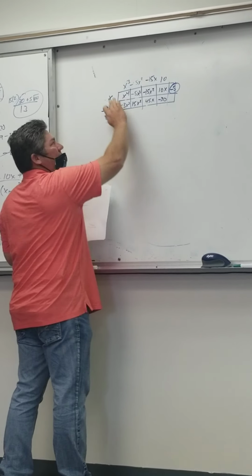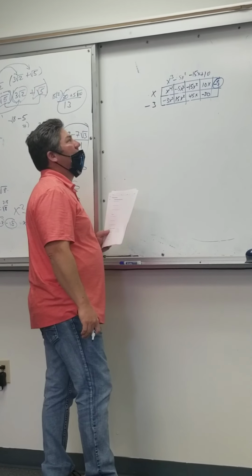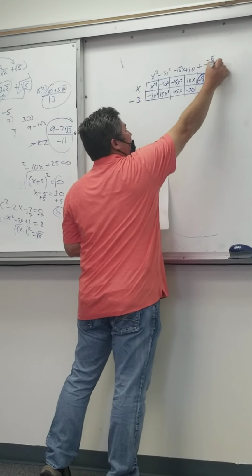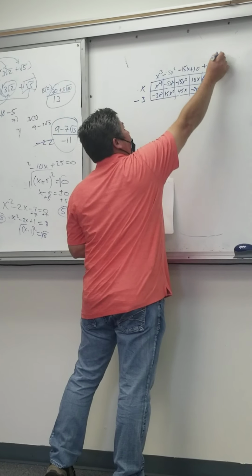Okay? So what is actually the answer to this question? Well, don't rewrite it. Just leave it right here. Make sure your signs are all in. I forgot to put a plus 10 there. And then I just put plus what? Negative 5, that's the remainder, over the divisor, x minus 3, and that's my answer.